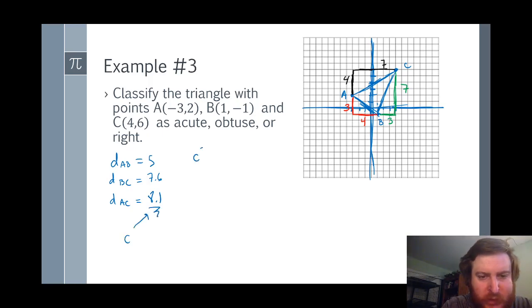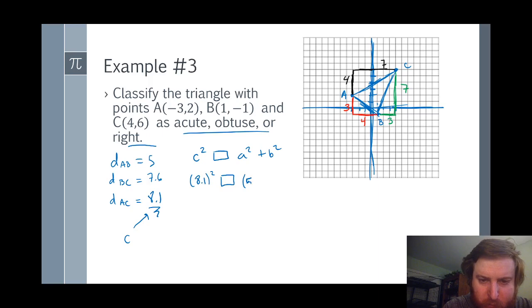So that formula is c squared, box, a squared plus b squared. Again, the time you use this formula is if they're asking us, is it acute, obtuse, or right? So I rounded my numbers to 1 decimal. That's fine for right now. 8.1 squared, box, and then we're going to do 5 squared plus 7.6 squared. So you're just going to type these into a calculator.